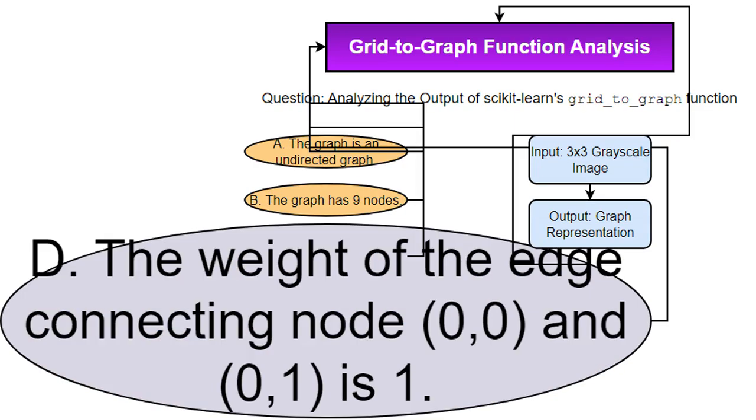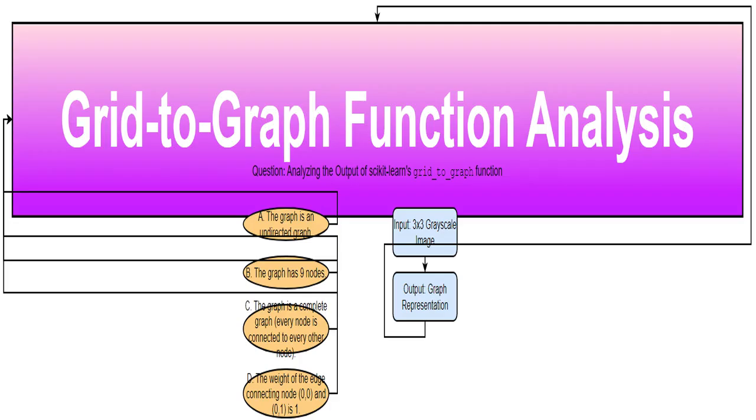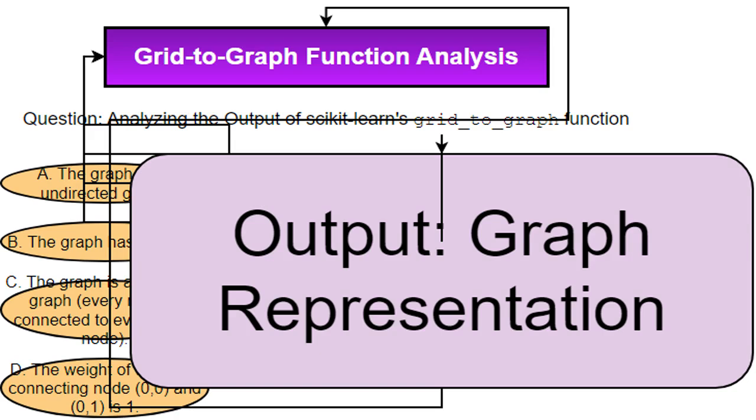I'm checking the weight of the connection between 2 specific nodes, the pixel in the top left corner and the pixel next to it to the right. The weight typically represents the distance or similarity between nodes. I'm analyzing the grid_to_graph function's behavior to determine the characteristics of the generated graph. It's all about understanding how the function translates the image's structure into a graph structure. I'm analyzing the characteristics of the graph generated by grid_to_graph based on the 3x3 image input. I'm figuring out if the graph is directed or undirected, the number of nodes, whether it is complete, and the weights of connections between nodes.